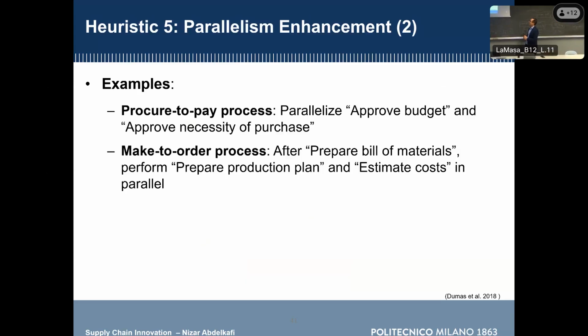And we have the make to order process here. After prepare bill of materials, we may perform prepare production plan and estimate costs in parallel. As I told you before, perhaps for the estimation of cost and delivery, especially at a very early phase, you are not starting production. But you may think of parallelizing them. So you are using two types of data. Here you are generating the production plan based on the bill of materials, and for the estimation of cost and delivery, perhaps you are using another basis of data. The data that you can use, as I told you before, could be similar past orders. In this way you can parallelize and make both activities simultaneously.